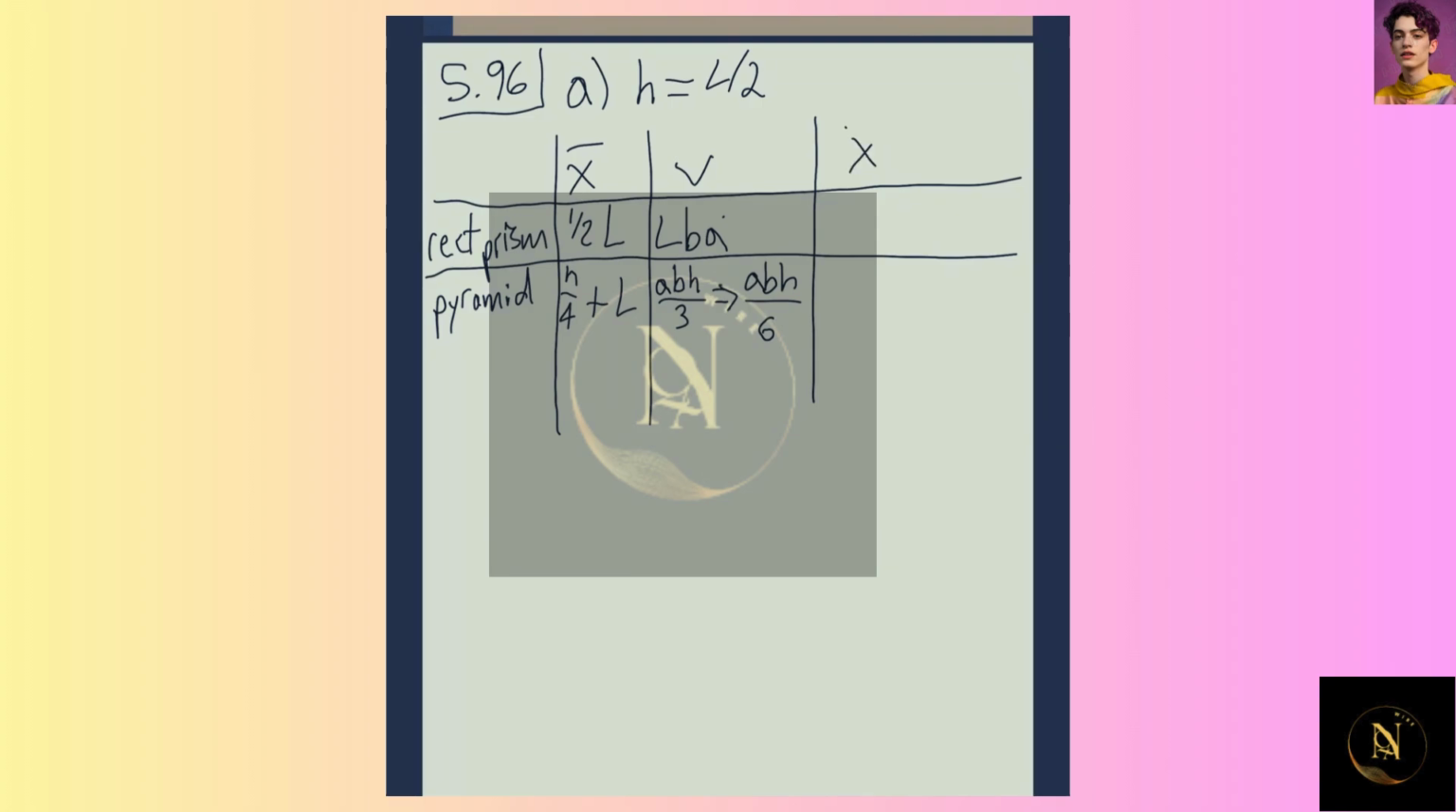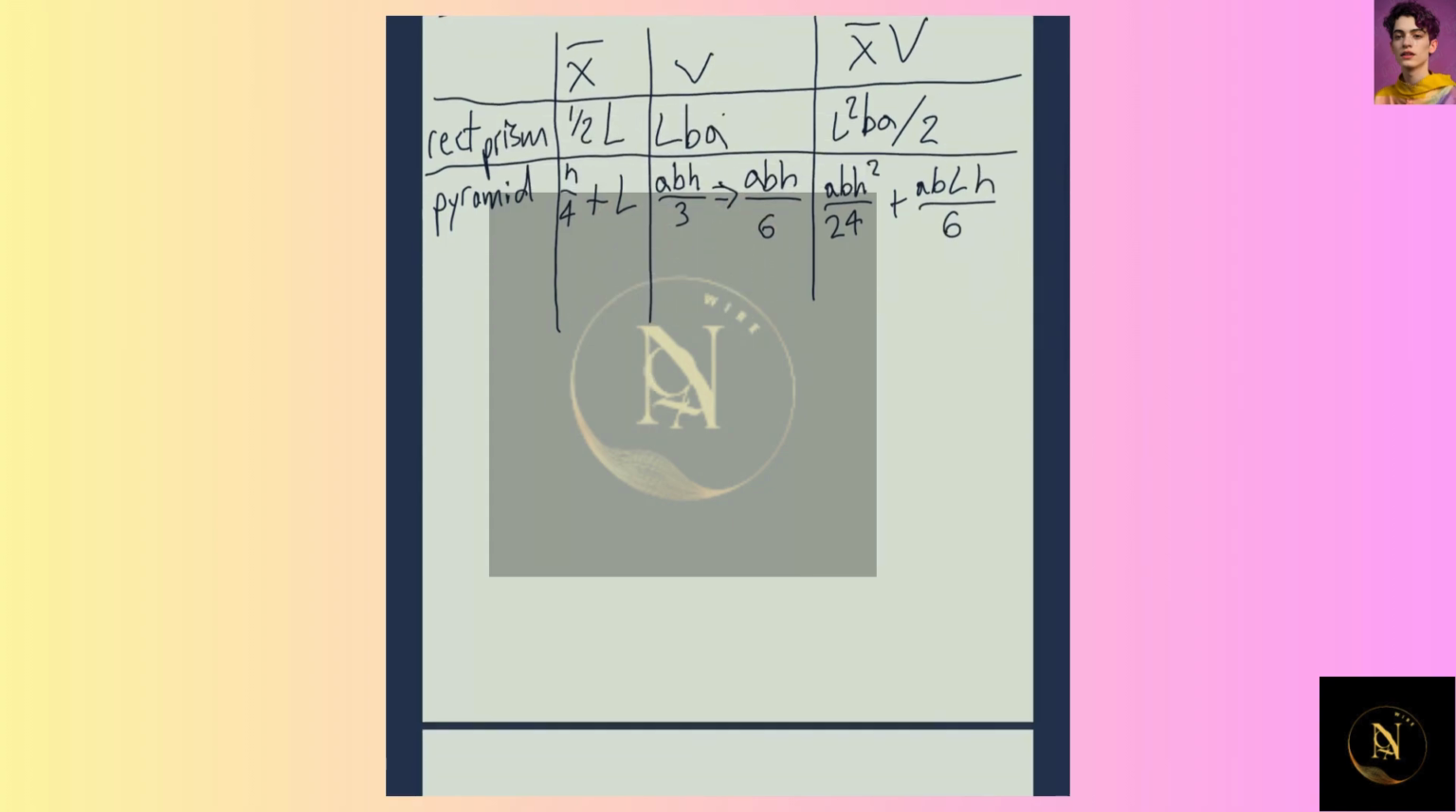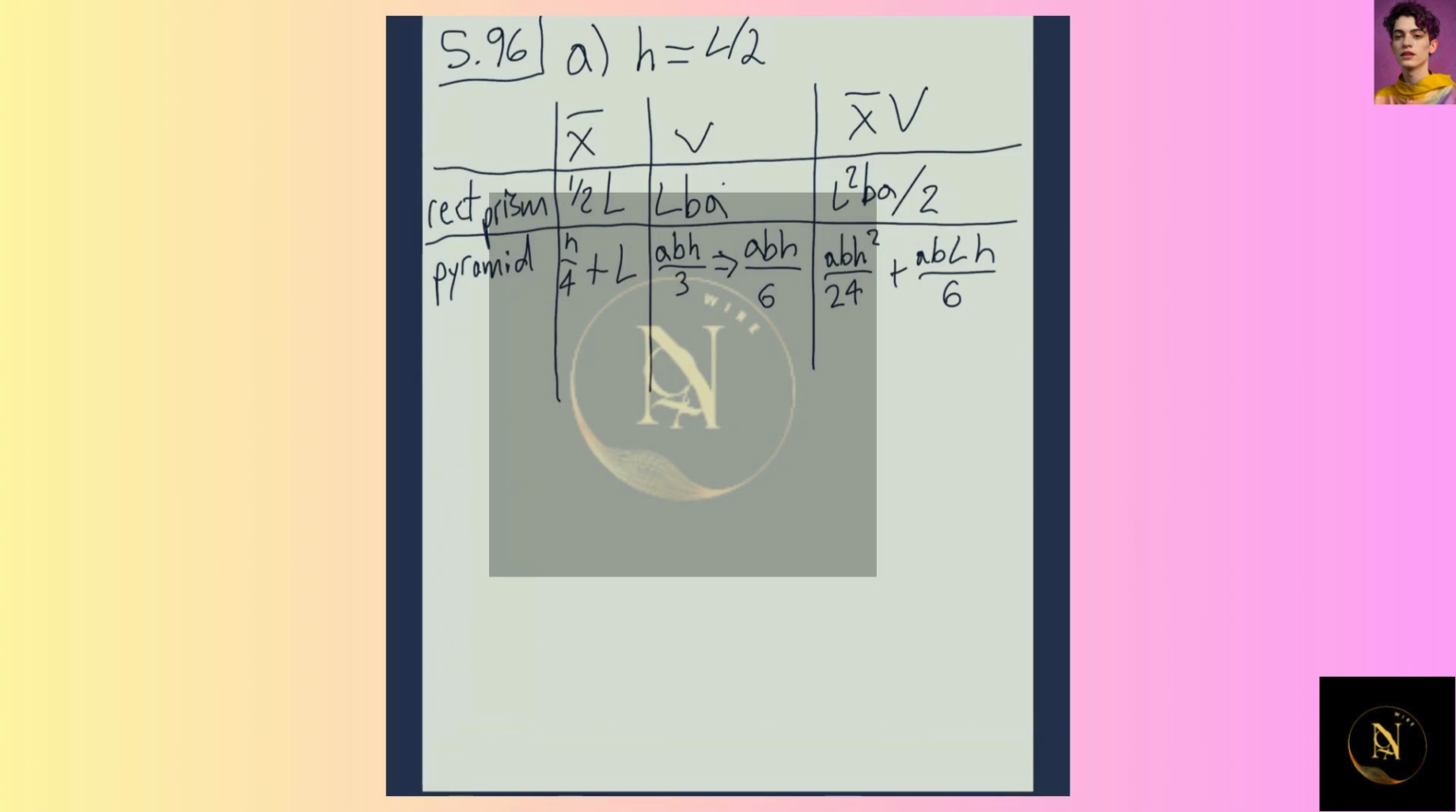Now if we multiply these together, we can get each object's centroid times its volume. And for the rectangular prism, we'll get L squared BA over 2. And for the pyramid, we'll get ABH squared over 24 plus ABLH over 6.